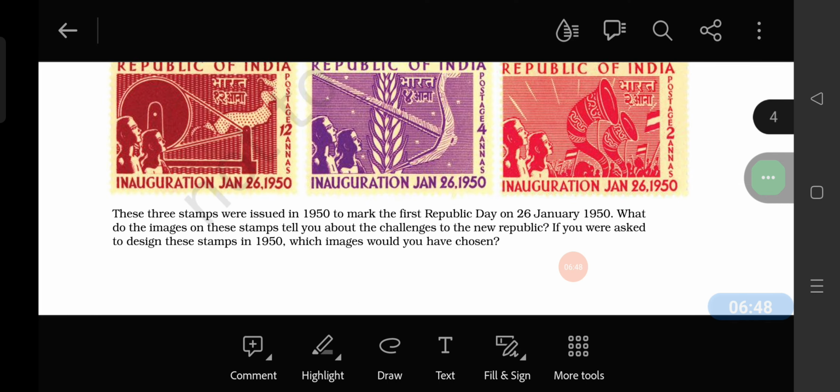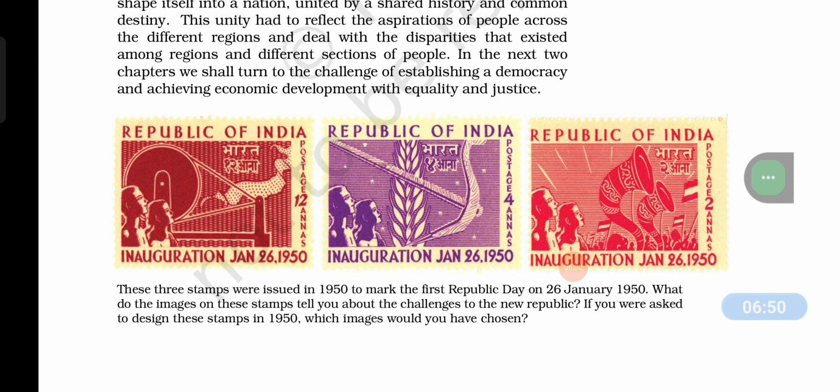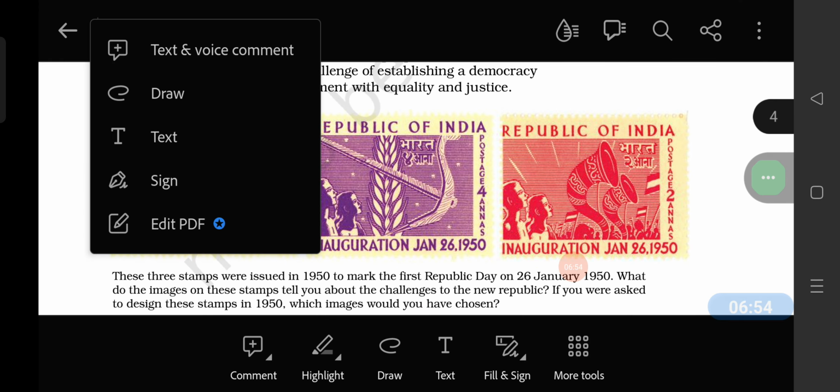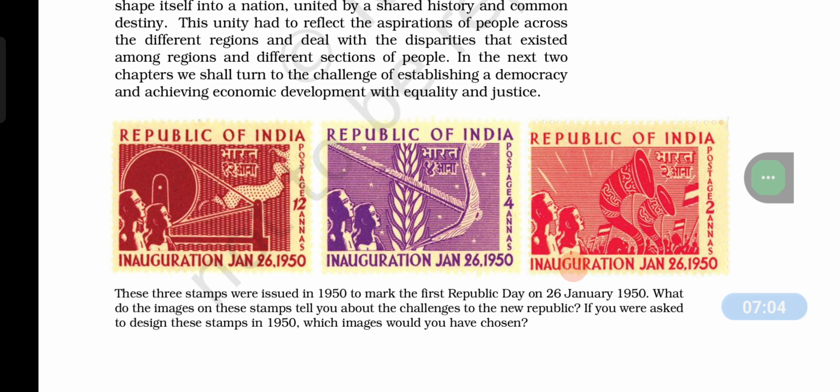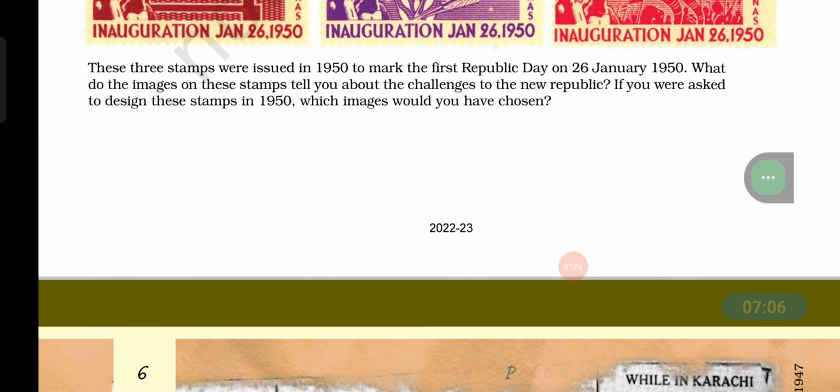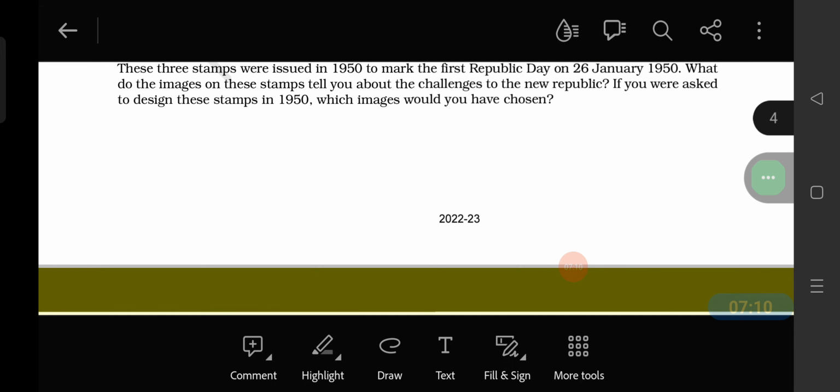After the nation was built, at that time, India became a republic. So they released some stamps. Three stamps were issued in the 1950s to mark the first Republic Day. So here it is. It shows India's development at that time.